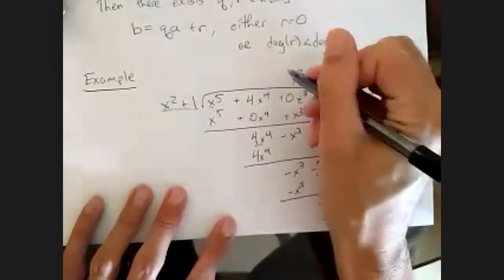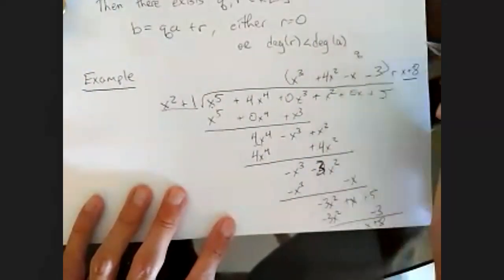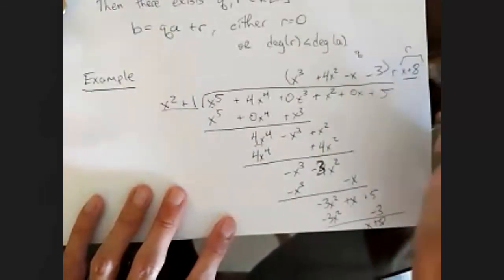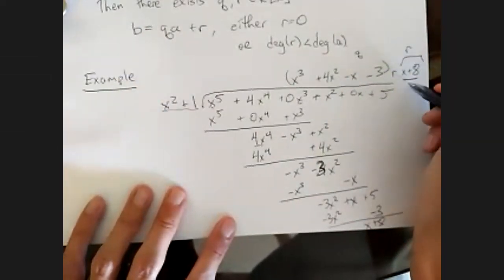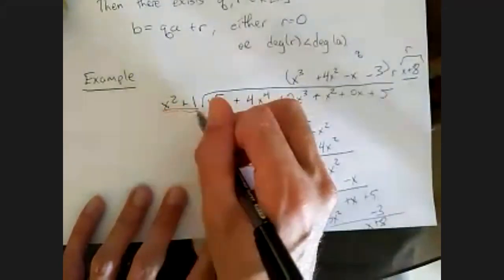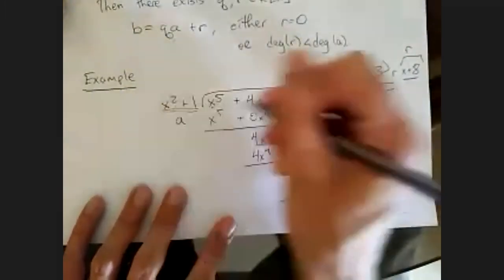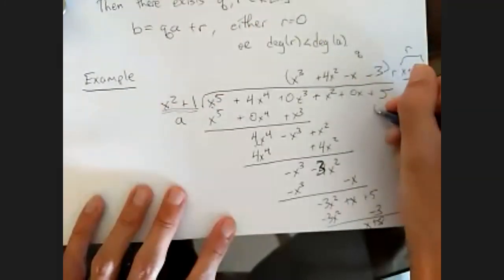Okay, so this is Q. This is R. Notice that the degree of R is 1, which is less than the degree of A, which is 2. This is A. This whole thing is B.